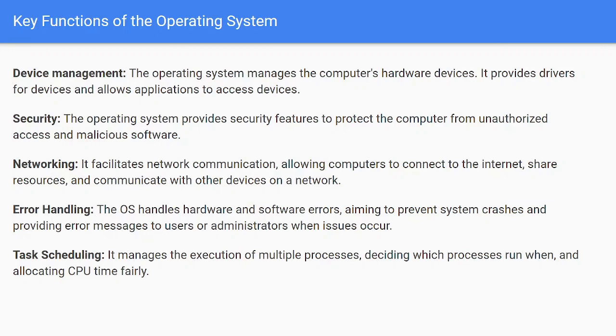The next one we have is error handling. So the OS handles hardware and software errors, aiming to prevent system crashes and providing error messages to users or administrators when issues occur. For example, when you're trying to install something, you see a pop-up that shows, oh, there's an error with this, an error with that. So the OS is in charge of handling these errors, right? It handles these errors to prevent your system from crashing.